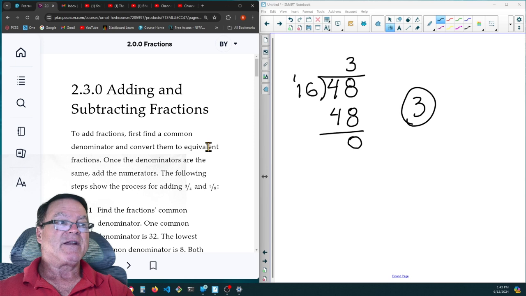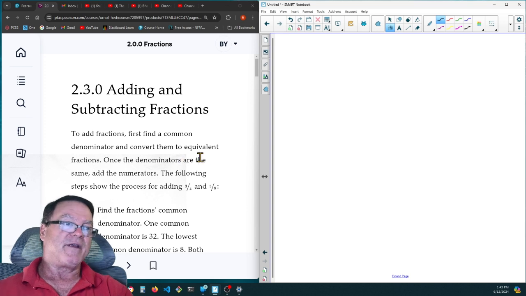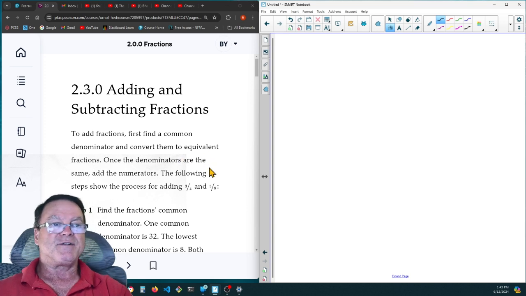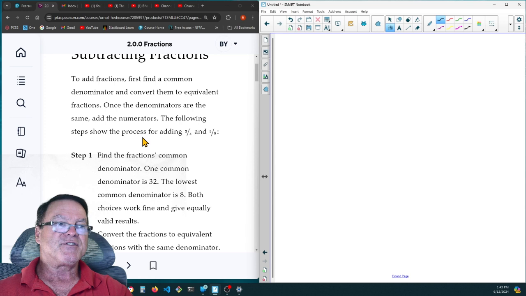2.3.0, adding and subtracting fractions. To add fractions, first find a common denominator and convert them to equivalent fractions. Once the denominators are the same, add the numerators. The following steps show the process for adding 3/4 and 5/8.